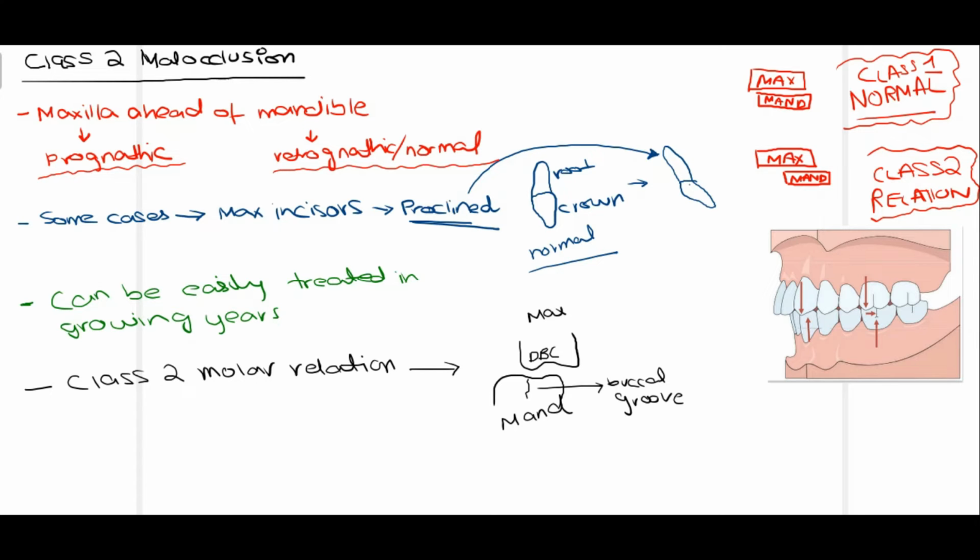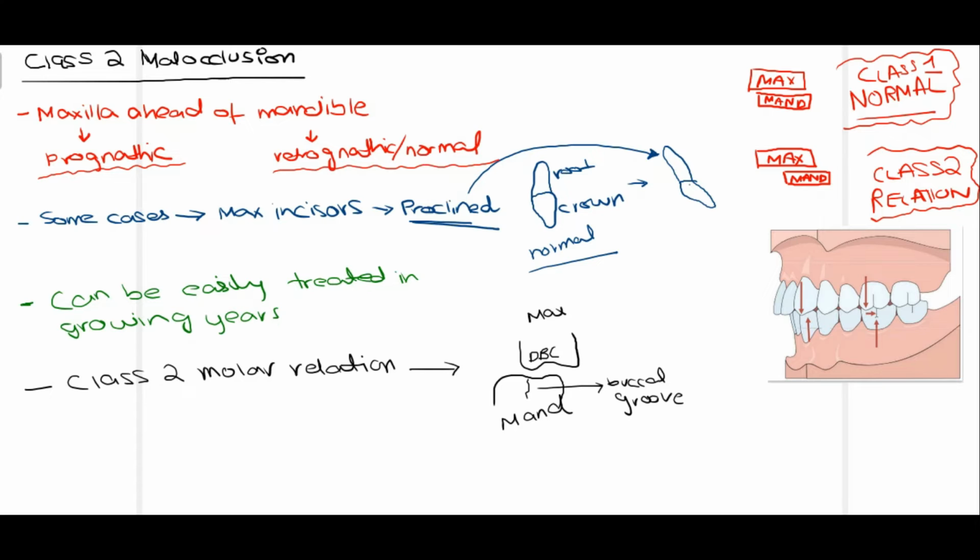But in class 2 cases, the maxilla is positioned way ahead of the mandible. Now, maxilla is prognathic, positioned forward. Mandible is either positioned backwards, that is called as retrognathic, or it can be normal as well. But maxilla is prognathic. So, maxilla in class 2 malocclusion is prognathic, and mandible can either be retrognathic or normal. So, that is class 2 malocclusion simply put.